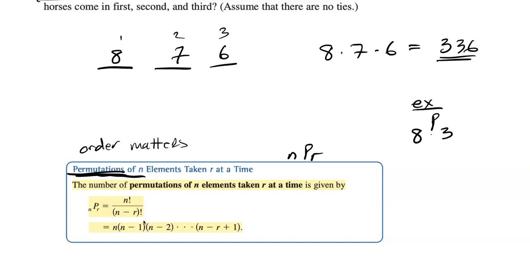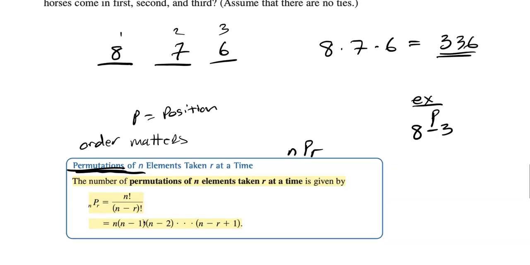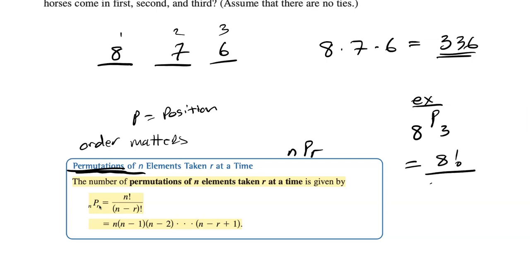Always think of the P as like position. So if the position matters, then you want to use permutation. So 8P3, so let's use this formula right there. That's going to be 8 factorial over 8 minus 3 factorial.